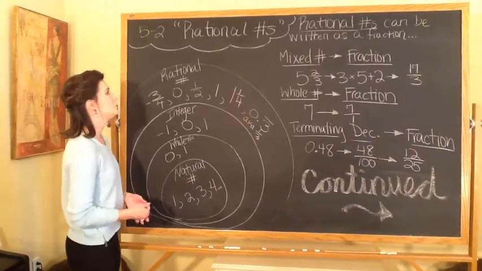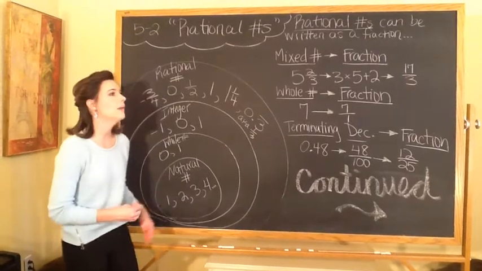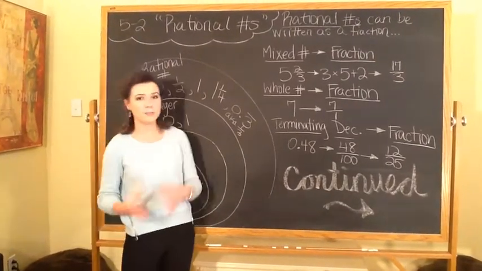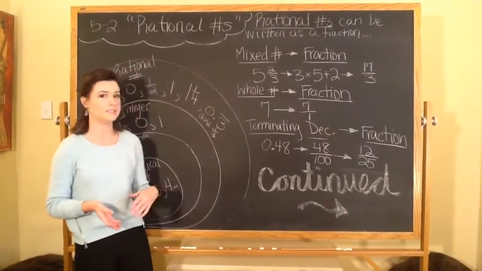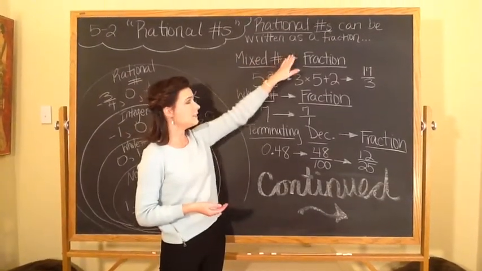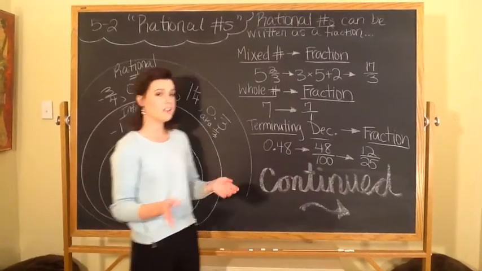Lesson 5-2. Today we're going to be talking about rational numbers. So we're going to be talking about how we change different types of numbers into fractions, because that's what a rational number is. A rational number is any number that can be written in the form of a fraction. There are some that don't.